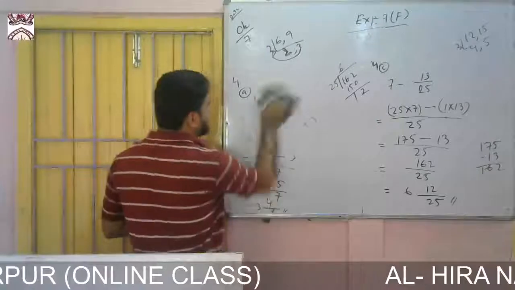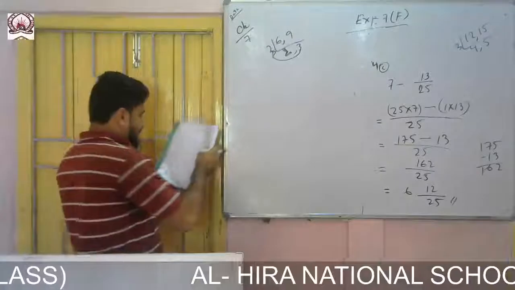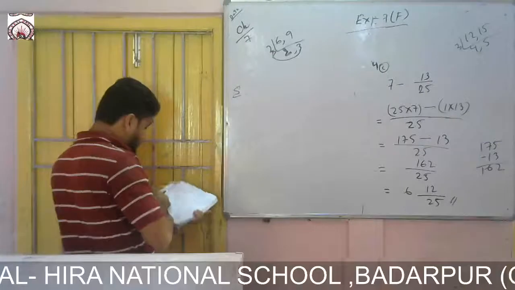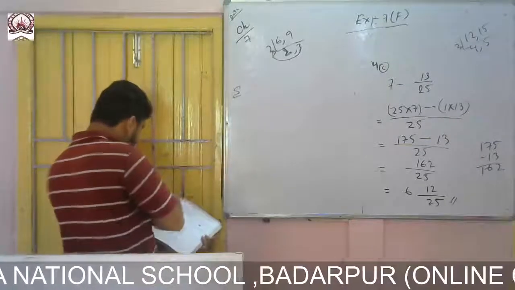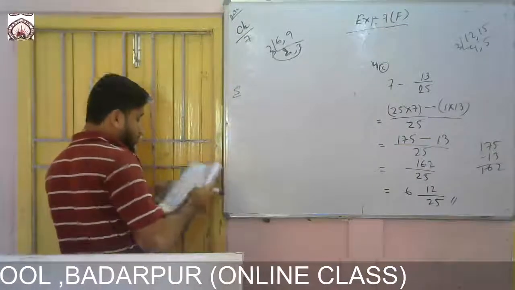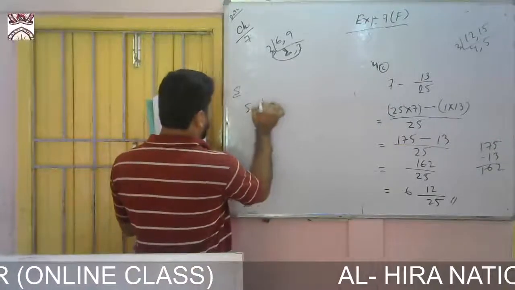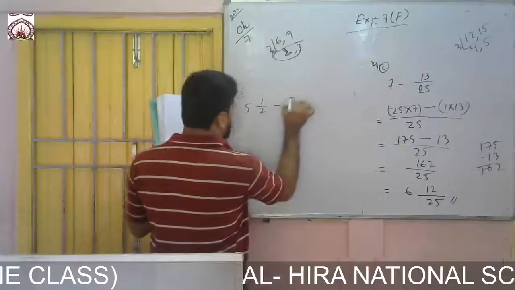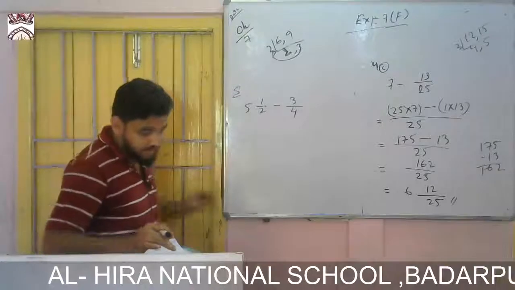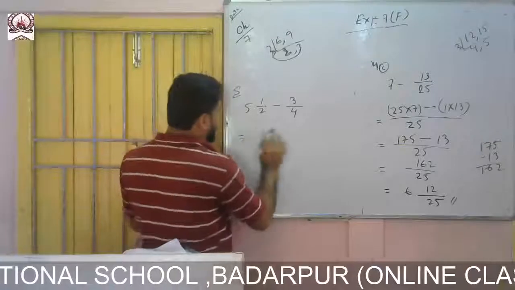So question number 5, you see. What is there? 5 1 by 2 minus 3 by 4. 5 1 by 2 minus 3 by 4. So it will be like this.